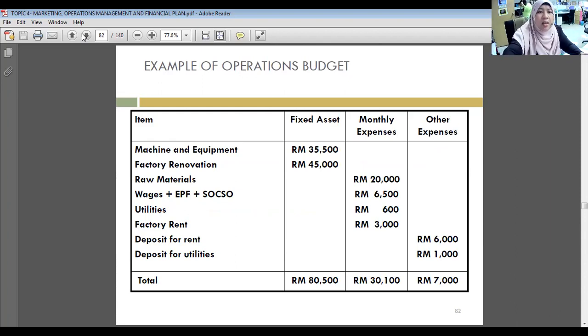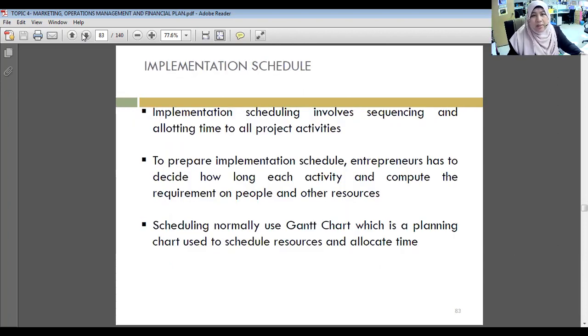So we do have this fixed asset, machine and equipment, 35,500, and then factory renovation we have 45,000. For the raw materials we have 20,000. For the wages we have 6,500, and then utilities 600, factory rent is 3,000, and for the other expenses we have deposit for rent and deposit for utilities. So you will total up this amount, and it will be put under the financial plan.